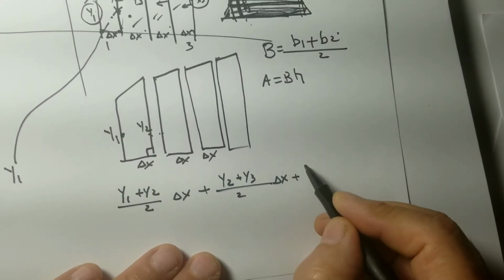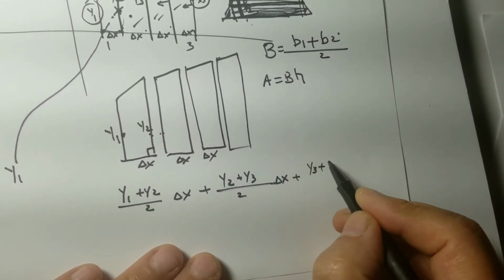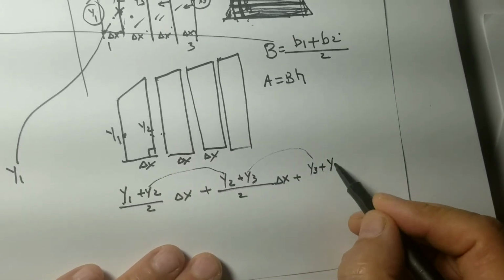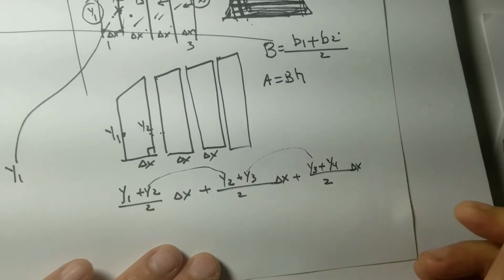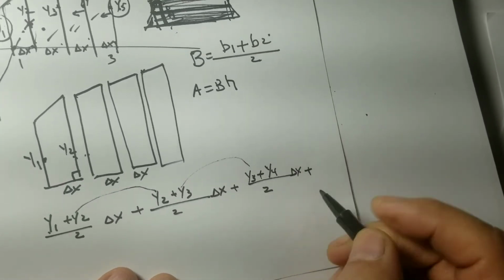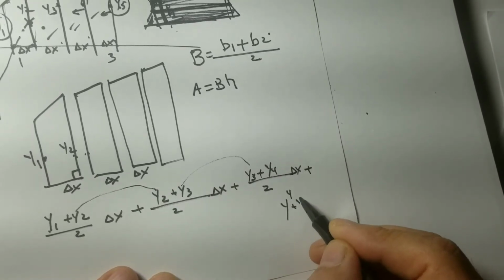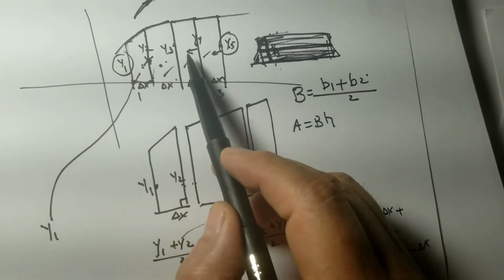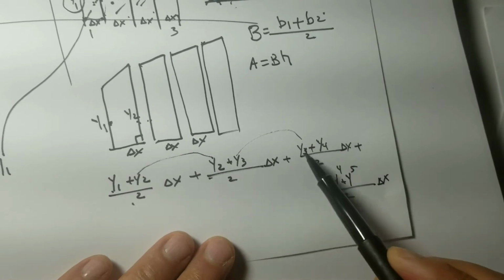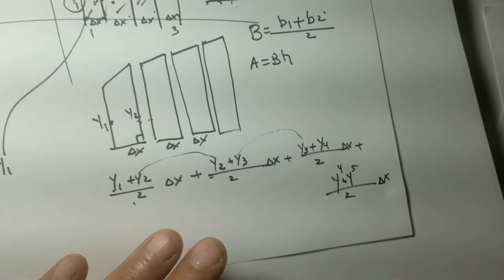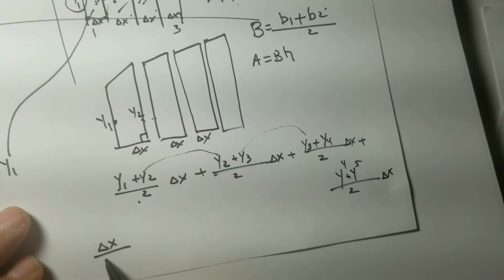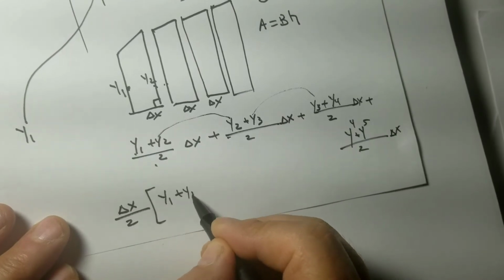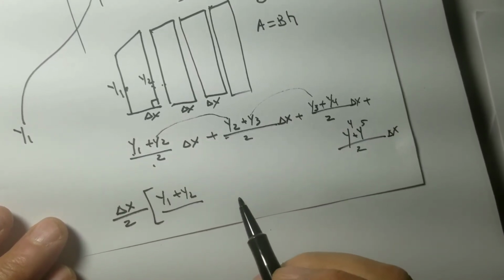What is the next one? Y3 plus, remember, Y1 is counted once, but Y2 is twice. Y3 is twice. But I bet you Y4 is going to be counted twice. How many trapezoids did I have? Uno, dos, tres, cuatro. 4 of them. 1, 2, 3, 4. Every one of them has delta x over 2 as a common factor. Then what is left? Y1 plus Y2. That's for the first trapezoid.